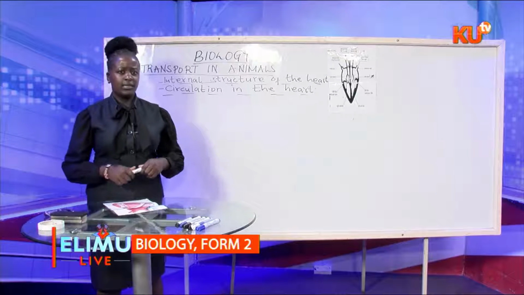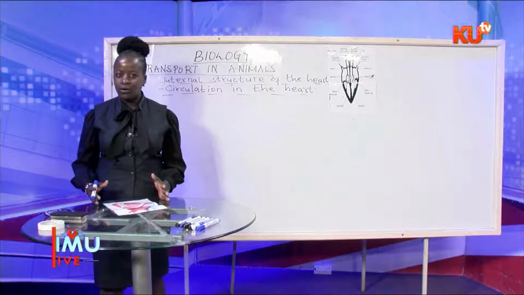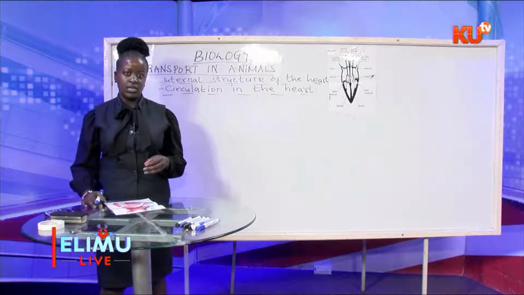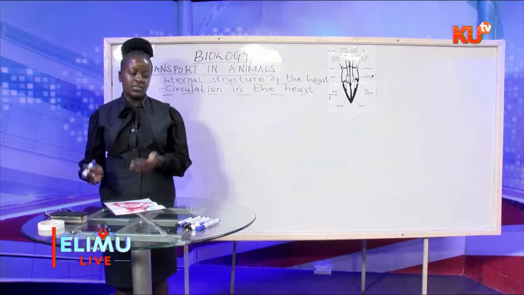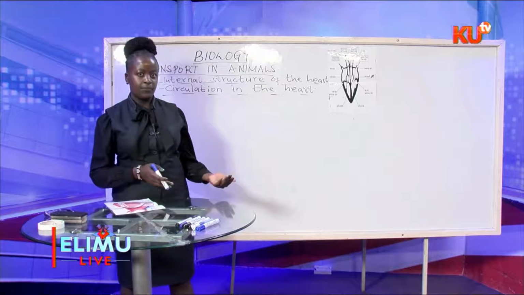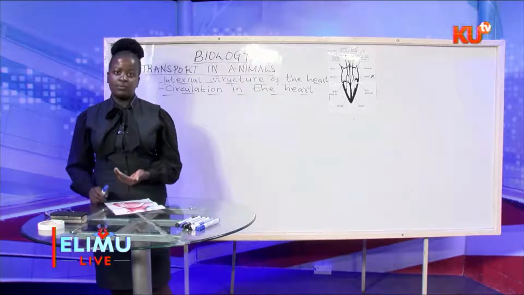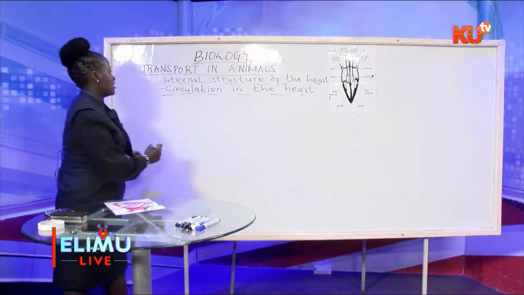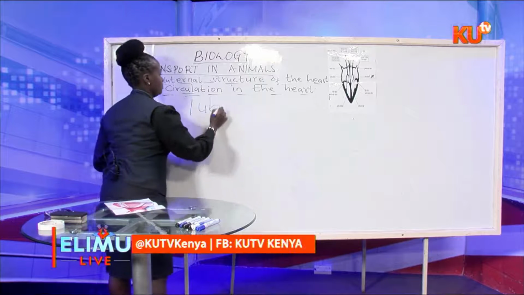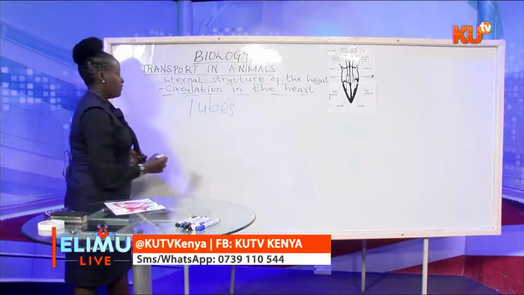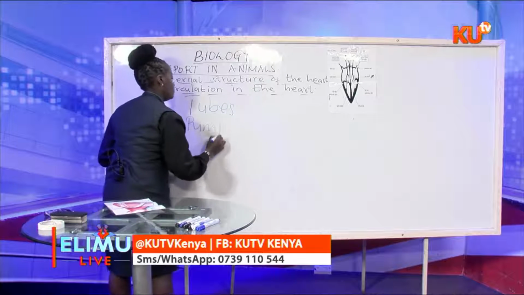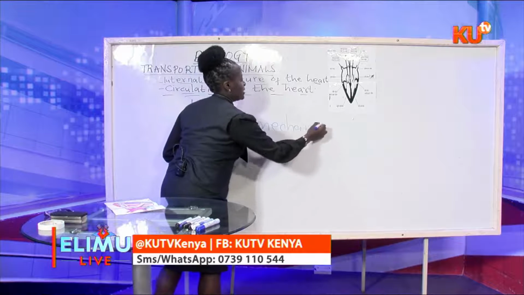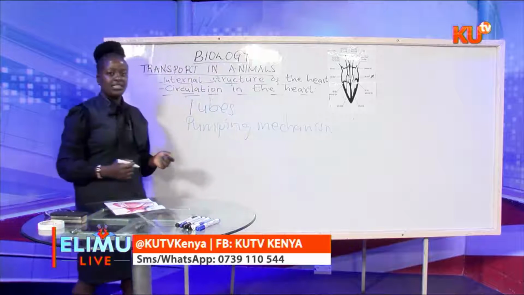So the heart is an important structure in all animals, and the heart mainly assists in transport. Now, transport is the movement of a substance from one place to another. A transport system in an organism is made up of three main parts. It is made up of tubes. It's also made up of a pumping mechanism. And lastly, it is made up of a transport fluid.